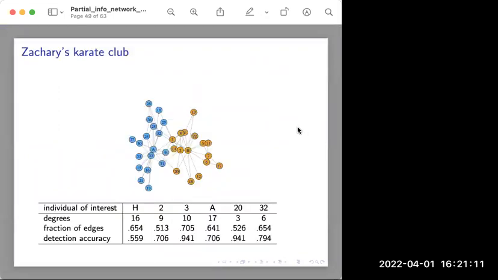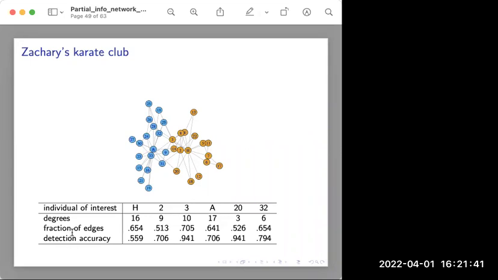So let me talk a little bit about 2 sets of real data. The first one is the well-known karate club example. Each node here represents a member in the karate club. It is known that node A and node H here are two hubs representing the instructor and the administrator. And the members split into two communities after some dispute between node A and node H.